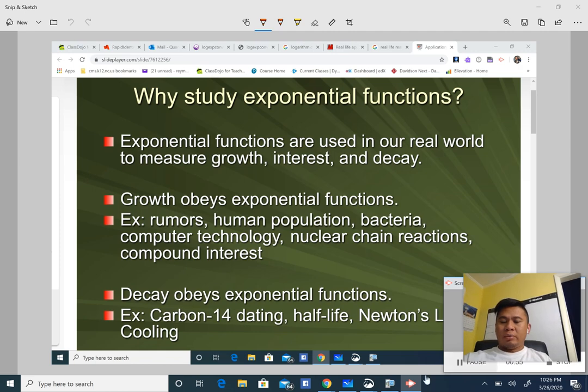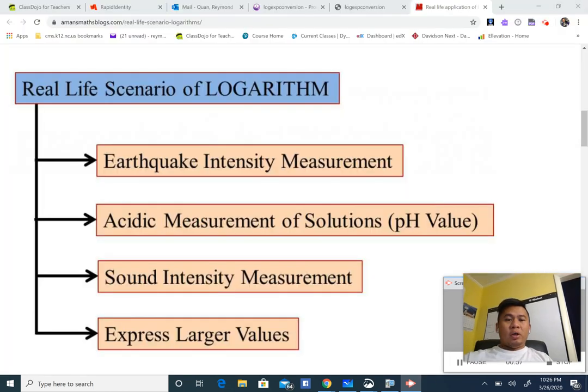of cooling. In terms of the use of logarithms, it is used in a Richter scale to determine the magnitude of earthquakes. It is also used in measuring the acidity of certain solutions. It also is measured in terms of decibels in sound intensity measurement, and also in terms of expressing larger values.